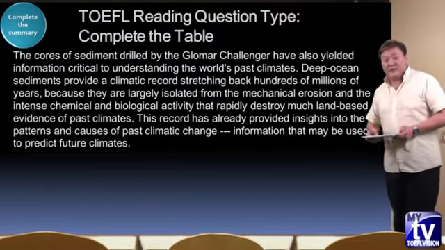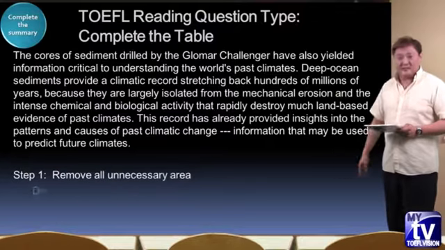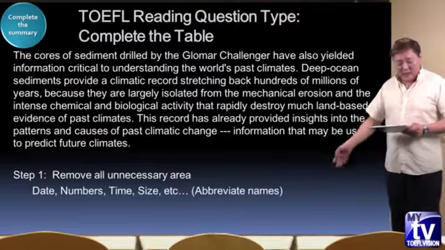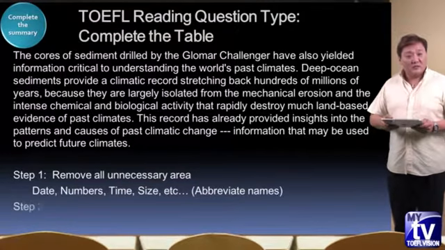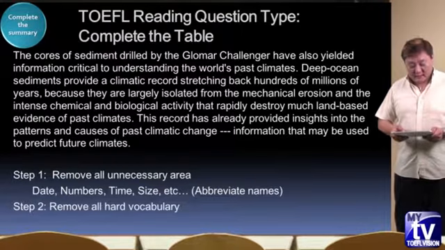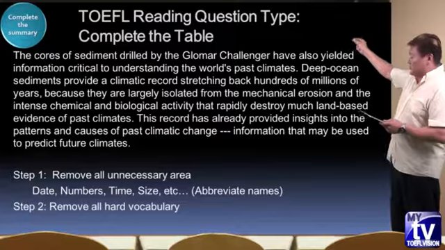Okay, so now first of all, everyone, what are we going to do? We're going to remove all the unnecessary areas, okay, like dates, numbers, abbreviated things, and then sizes, get rid of it, okay? And then we're going to also remove all the vocab, okay, hard vocab, the ones you can't understand. Okay? And after you do that, it kind of looks like this, boom, okay?